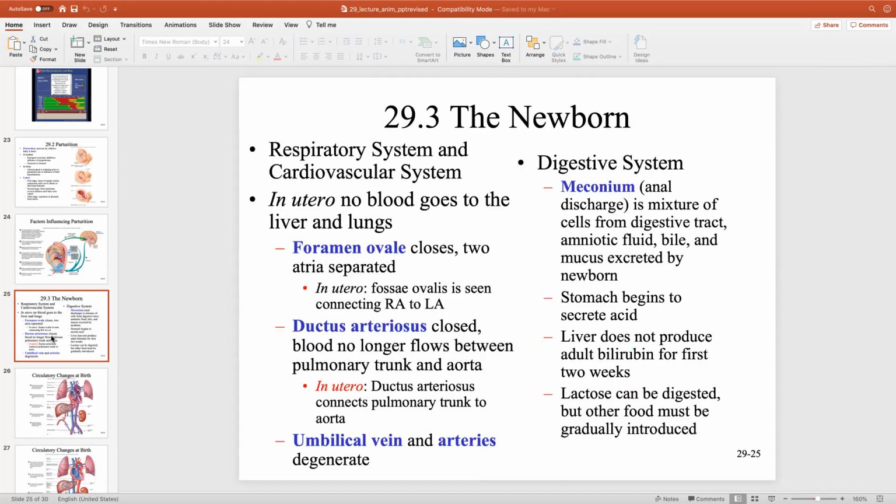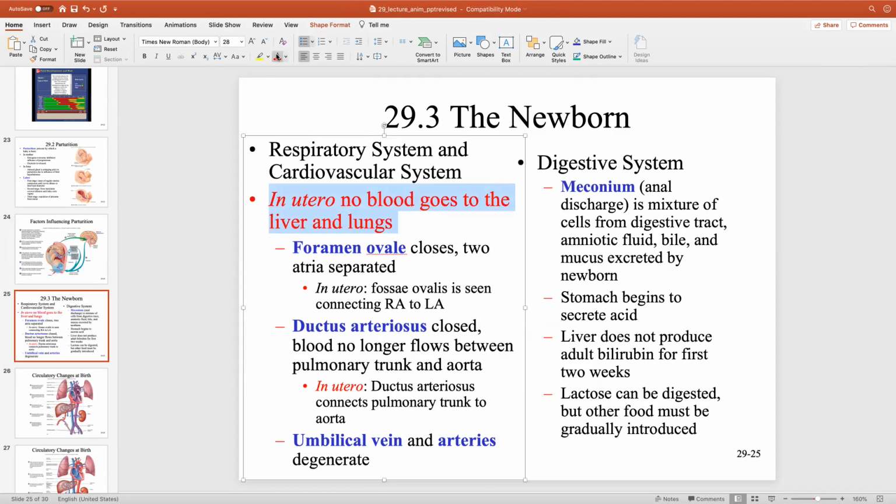Now, what things happen in the newborn? And I'm going to highlight the ones I want you to know. In utero, there's no blood going through the lungs. We kind of talked about it. Why? Because there's no air in the lungs, right? If there's no air in the lungs, there's no reason to bring blood there because all they will have is carbon dioxide. So what happens?